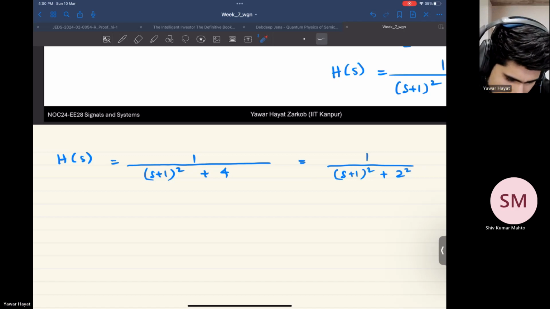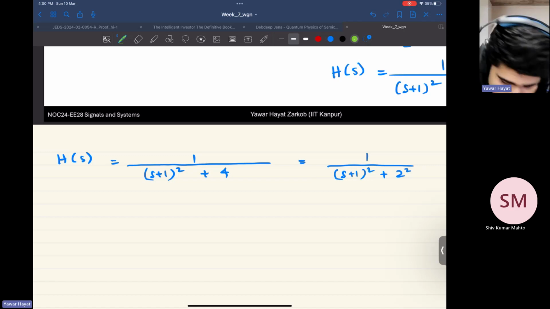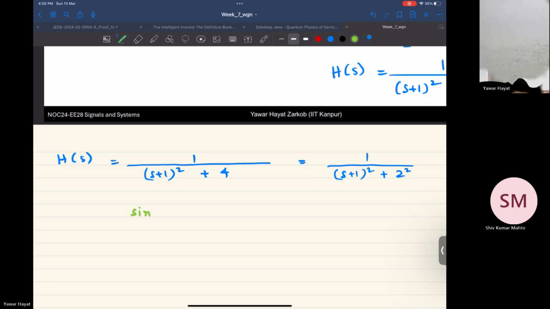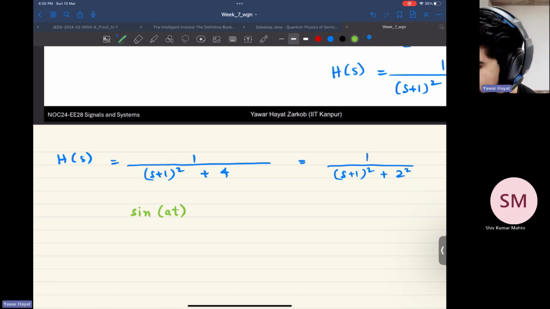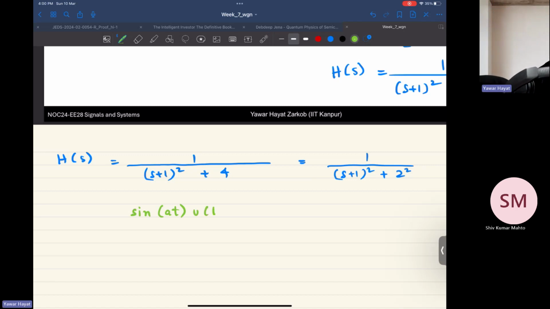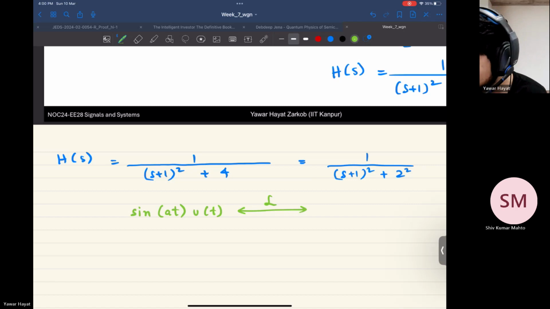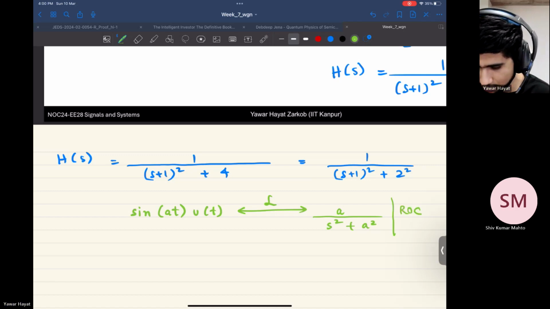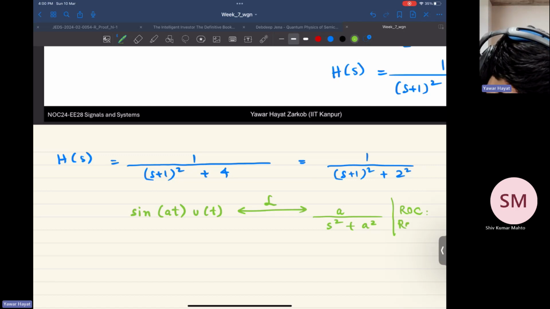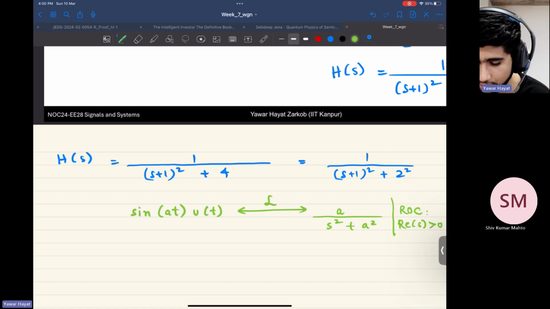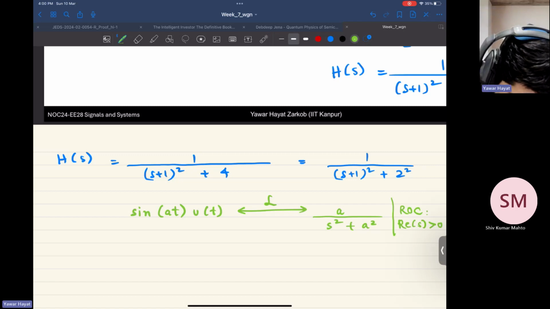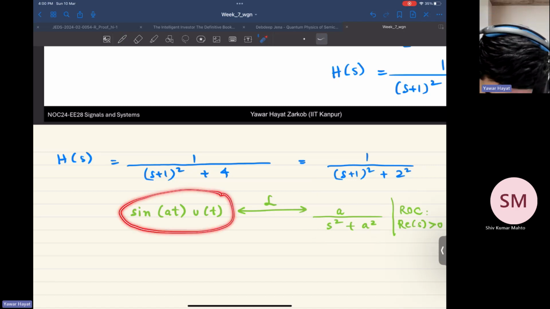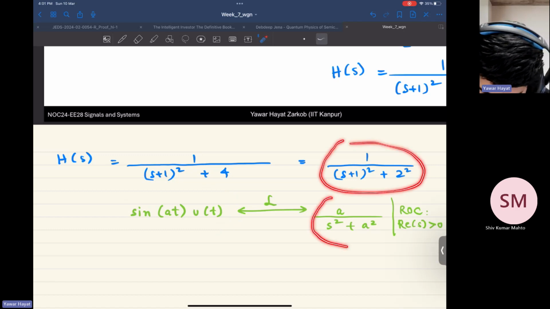Because I know that sine of at u of t, the Laplace transform of sine of at u of t, is given by a whole divided by s square plus a square, and the ROC is real part of s greater than 0. Okay. So what would be the inverse Laplace transform of this one, right? But first I need to express my H of s in this form.